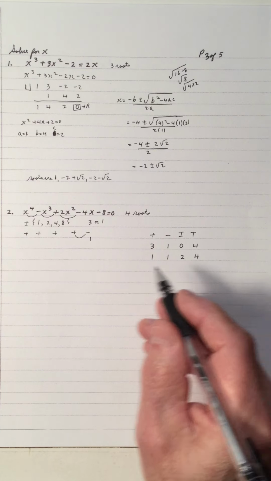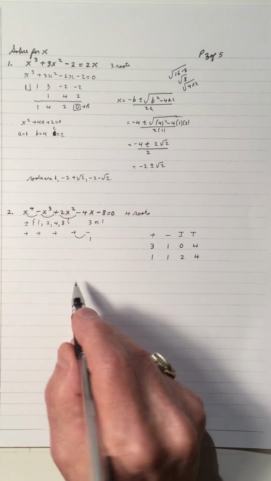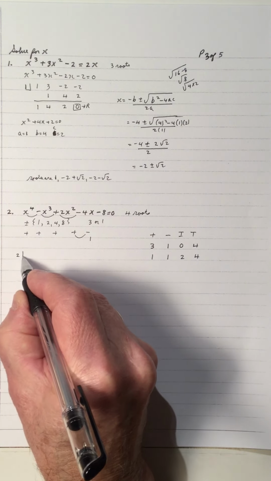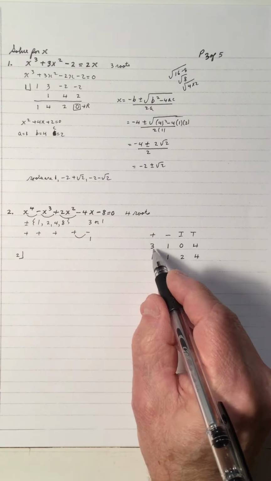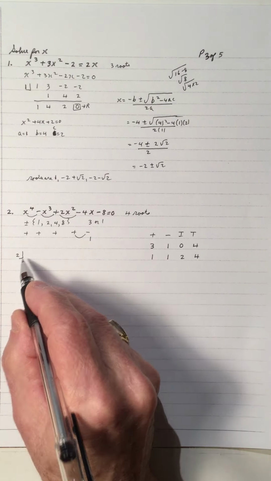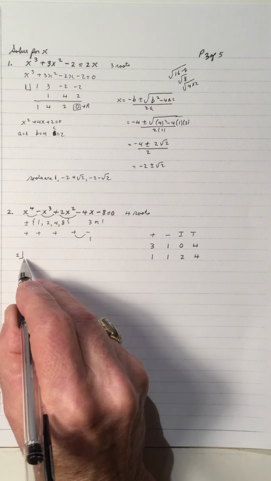So what happens is that I know 1 is not a root, so let's check to see if 2 is a root. What I'm doing now, I'm going to check. It could be 3 positive roots, so since 1 is not a root, let's check 2.